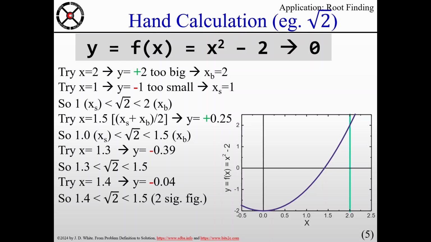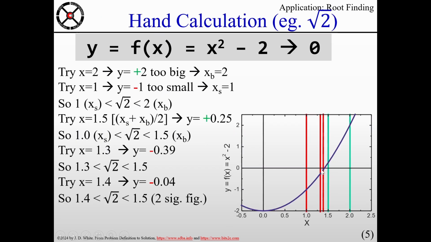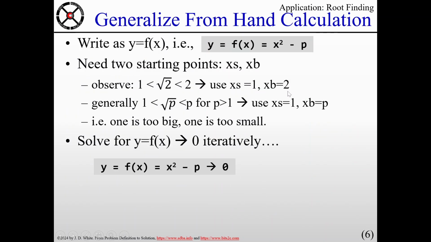So there's my first one, 2. There's where I tried x equals 1, too small. I split the difference. It's too big. I split the difference. It's too small. I split the difference. It's still too small, but I'm getting really close. Okay, so I know it's right in this little range right here. Okay, there's our hand calculation.